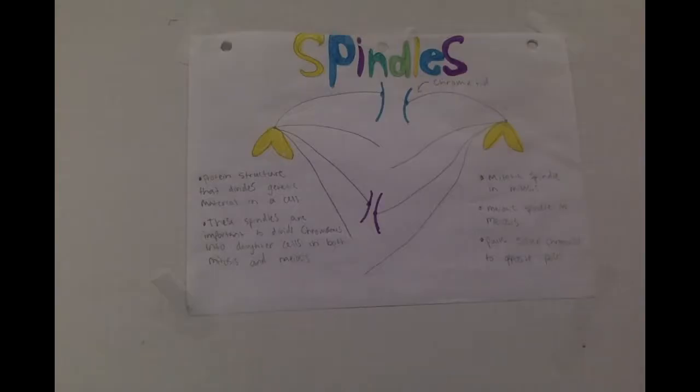This image shows the spindle fibers in a cell. These are the spindle fibers at the end. These are important protein structures that divide genetic material in a cell. The spindles are also important because they divide chromosomes into daughter cells in both mitosis and meiosis. The mitotic spindle in mitosis, and then the meiotic spindle in meiosis, and it pulls sister chromatids to opposite poles so the cell can begin to divide.